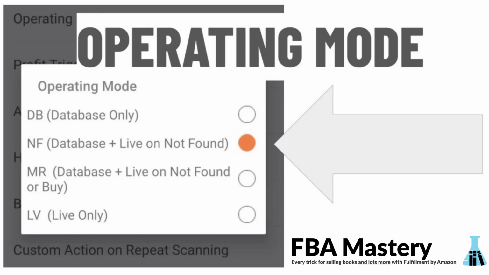In other words, a downloaded database that you're going to use in Scoutly. It's going to rely on that data. And if it can't find it in the database, it's going to do a live lookup in real time using your cell signal.